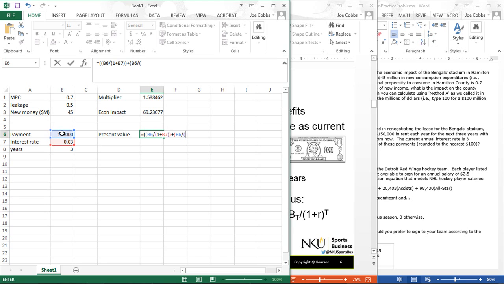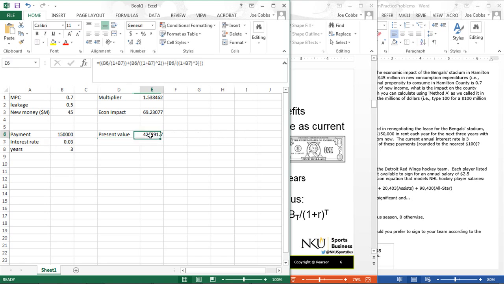Divided by, and here we need a couple parentheses, I think. 1 plus our interest rate, then we need this to the second power. There we go. Then we need plus, this is a 3-year deal. Again, the benefit itself divided by 1 plus our interest rate, and that is going to be to the 3rd power in year 3. And then the last parenthesis. There we go.